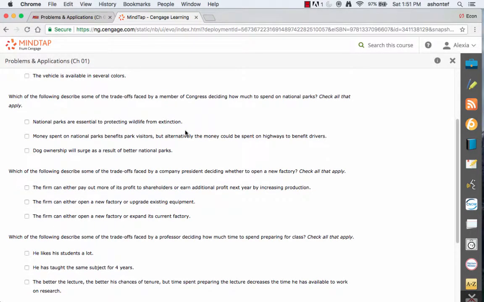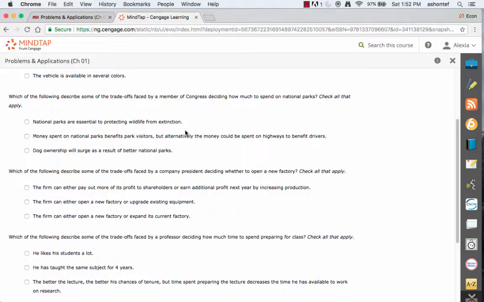And as you're reading these questions, you really have to be very careful, because you may agree with that statement that national parks are essential to protecting wildlife from extinction. But is that truly a trade-off that a member of Congress is having to incorporate when they're deciding whether or not to spend money on national parks? Is that really a trade-off to that member?